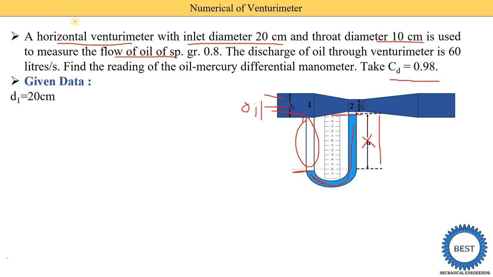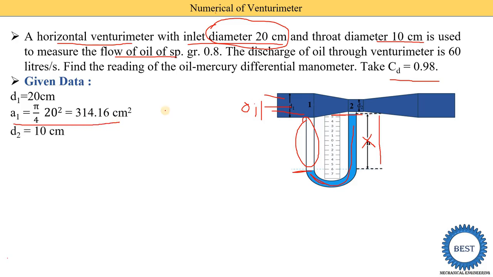First D1 is given 20 centimeters, that is the inlet diameter, and from this we are able to find the inlet area. So A1 is equal to pi by 4 D1 square. D1 is given 20, so area is equal to 314.16 centimeter square. Second is the throat diameter D2, which is 10 centimeters, and from D2 we find A2. So A2 is equal to pi by 4 D2 square, means pi by 4 into 10 square. So A2 is equal to 78.54 centimeter square.